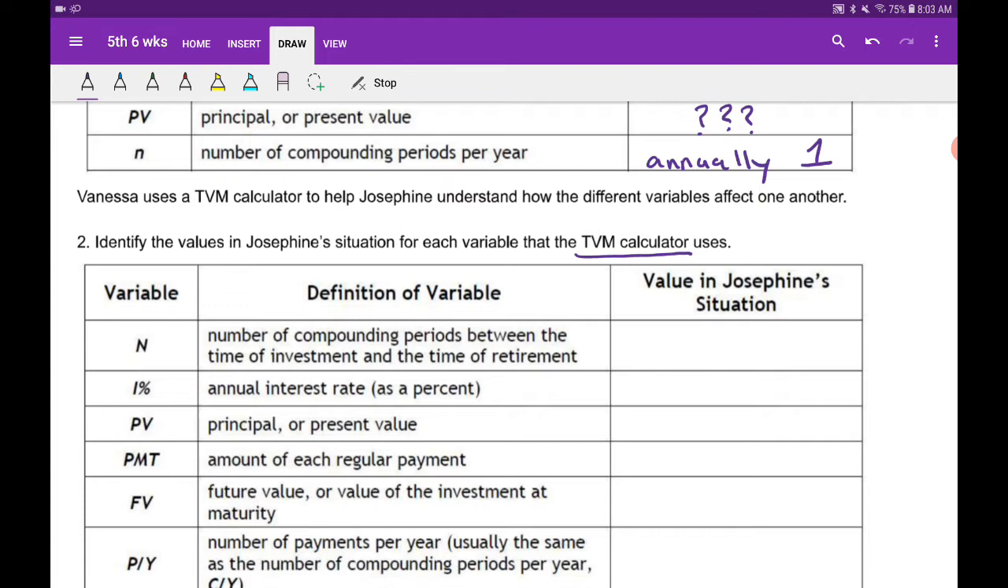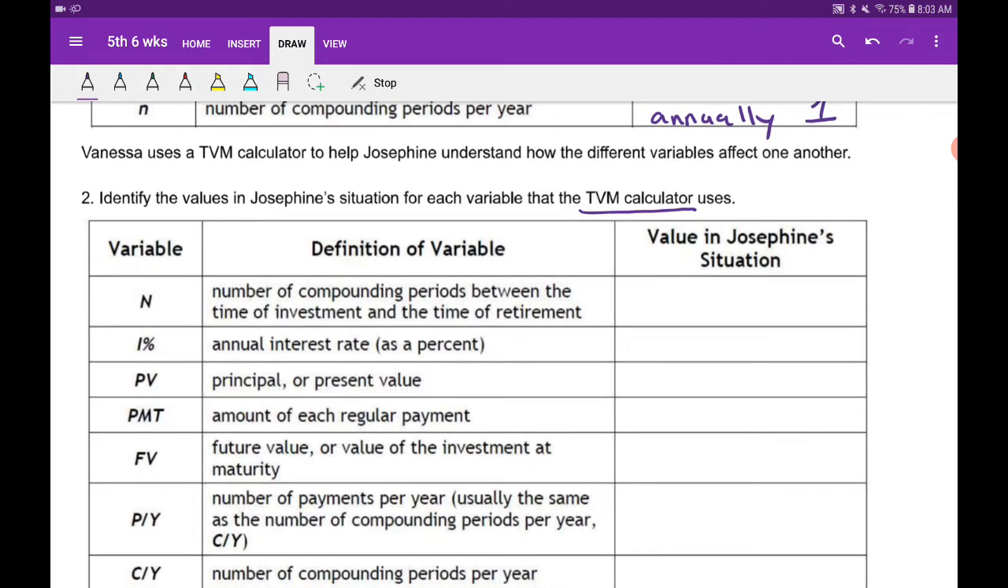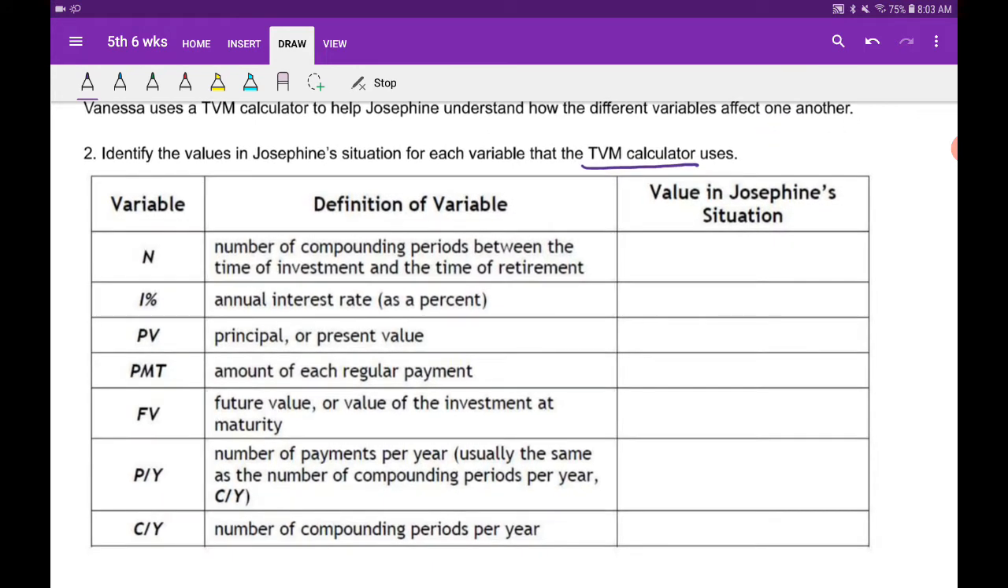So we have one of these in our graphing calculator at school. If you have one, these are the variables it has. It's going to be a little different now because we're going to use one that's online that you can put on your phone or on the PC.